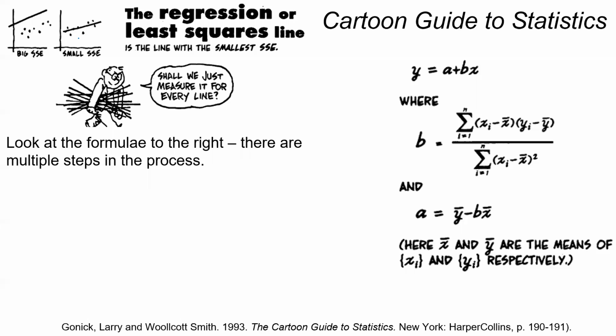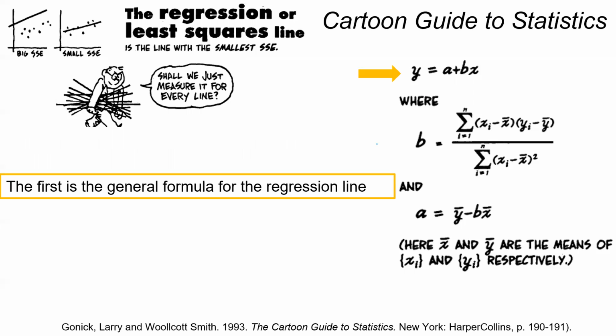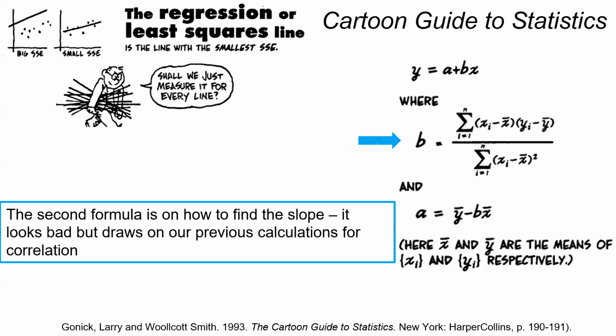So in the process of calculating regression, of finding that regression line, and that's what we want to do here, we're going to have to find some other pieces. This first formula is the general formula for the regression line. We've already looked at this. Okay, so let's look at where those other pieces come from, though. The second formula is how to find the slope, that B part.